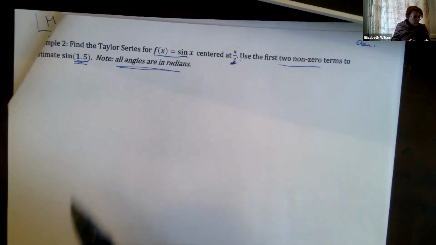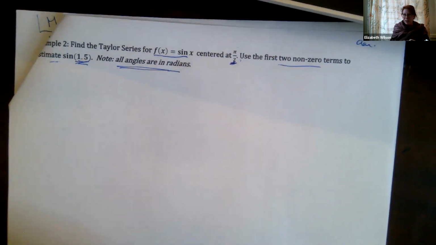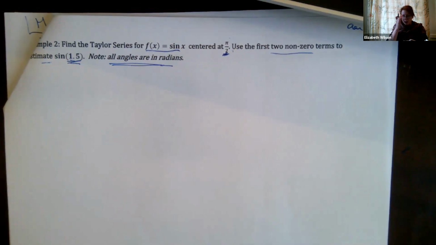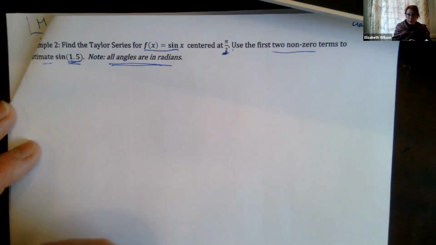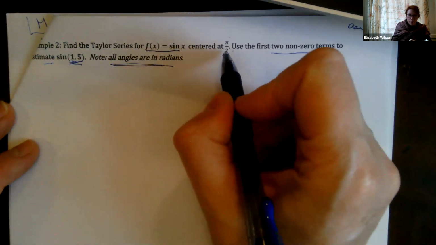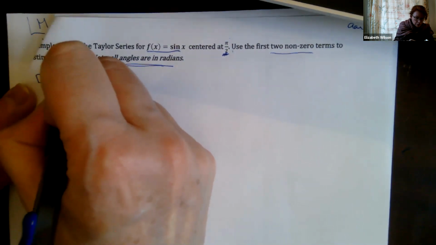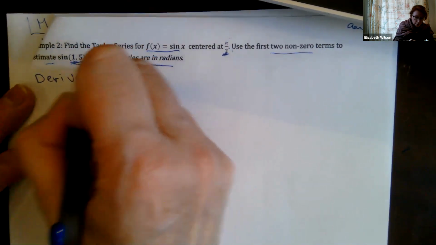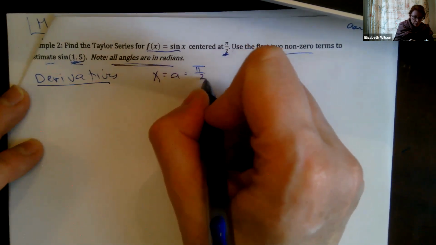Okay, so the first thing that we want to do is compare. We'll do this on our calculator in a little bit, just so we can see how good our estimate is. So the first thing we need to do is come up with our derivatives, and we have to evaluate them at pi over 2. So let's make a little table. So here are my derivatives, and then this is going to be x equals a, which is equal to pi over 2. So we're going to evaluate it there.